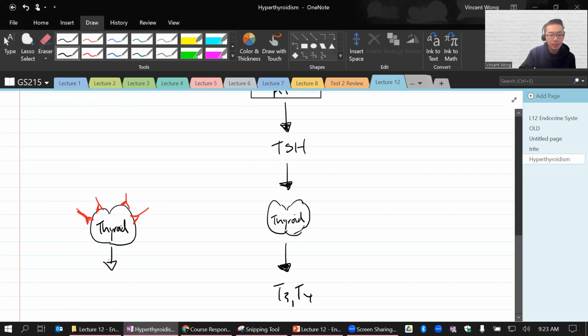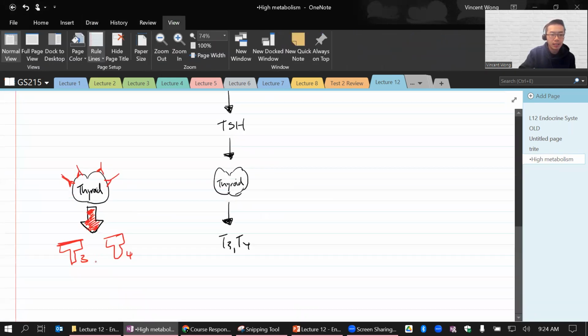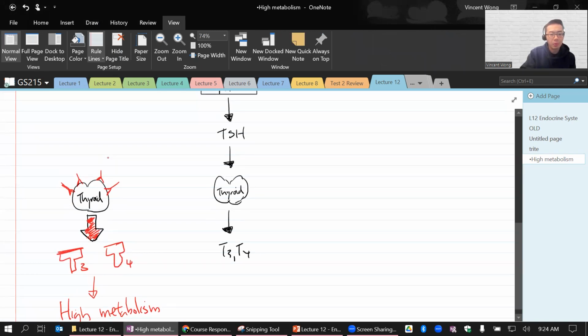So what happens? Well, the thyroid gland is being super stimulated, and so it keeps on pumping out a lot of T3 and T4. Okay, lots of T3 and T4, which means you have high metabolism. Okay, high metabolism. But wait, there is more.